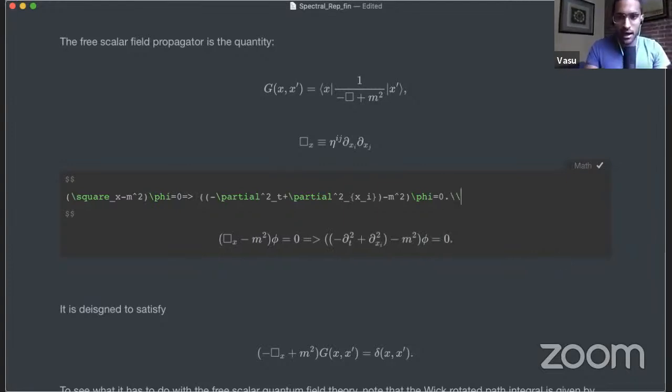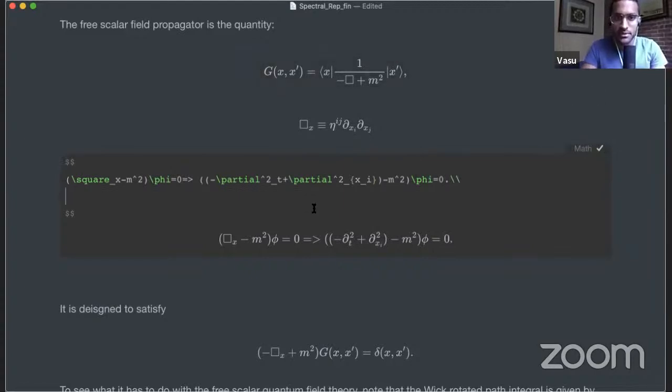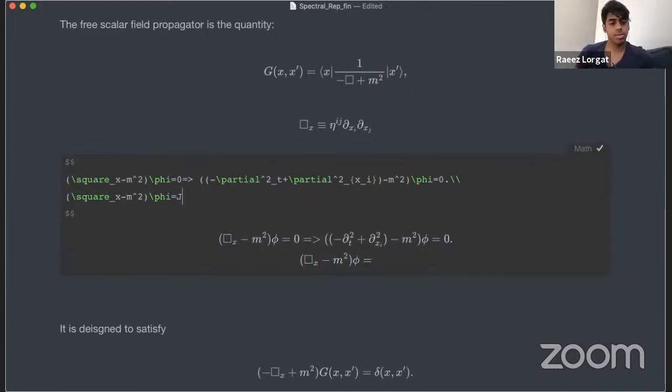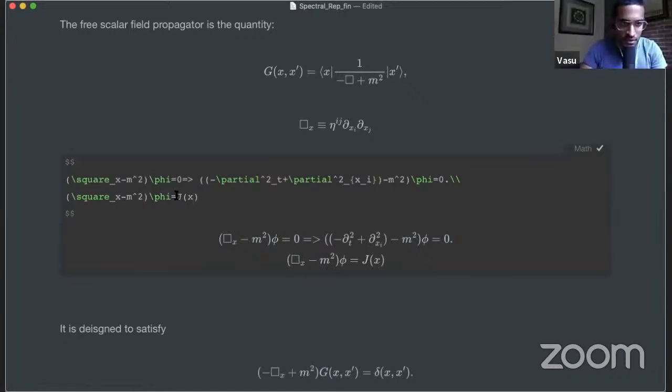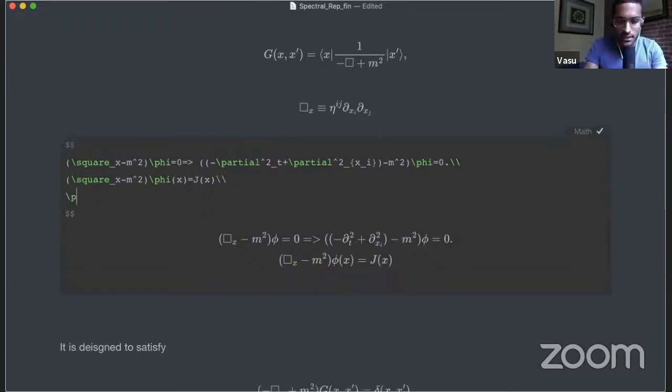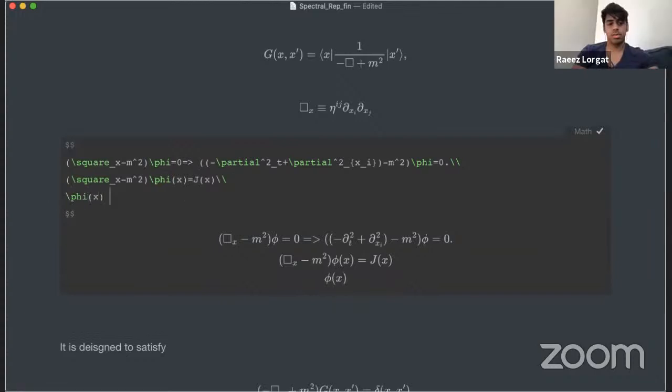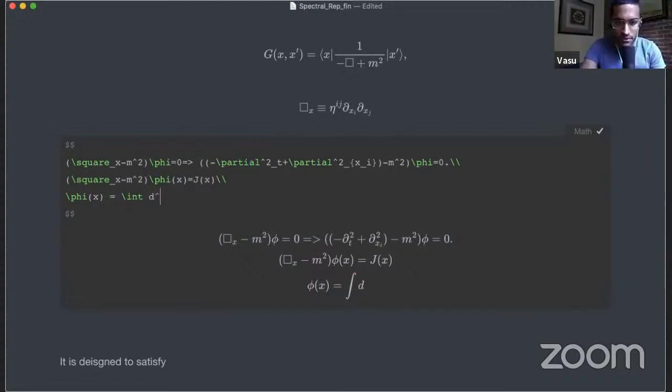And how this quantity G comes up in classical physics is basically when you're solving not the homogeneous but the inhomogeneous wave equation. So say that I have to solve this equation, right? Where J is the source for the field phi. How I would do it is through the following algorithm.